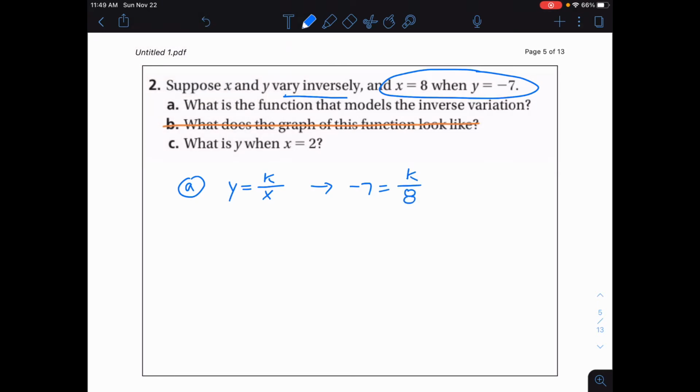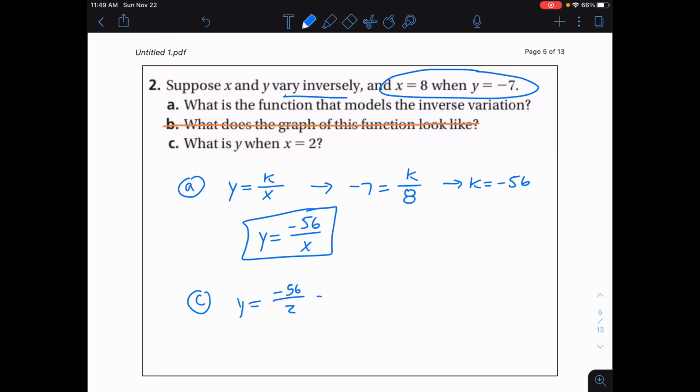To get rid of the 8, we'll multiply it to the other side, and we should get k to equal negative 56. So our equation is y equals negative 56 over x. And then we're going to skip b, we're not worrying about graphing. And c says, what is y when x is 2? So y equals negative 56 over 2. So y in this case equals negative 28 when x equals 2.